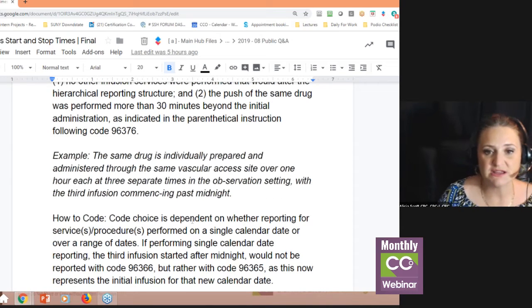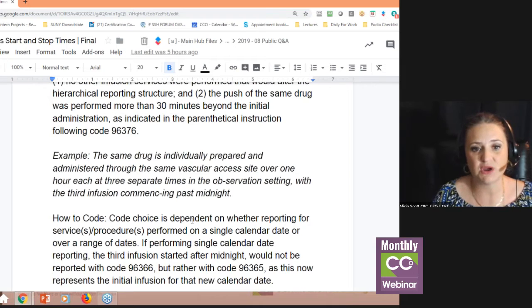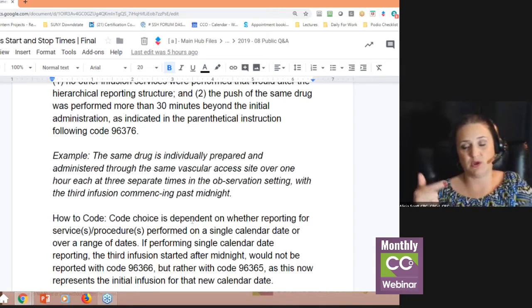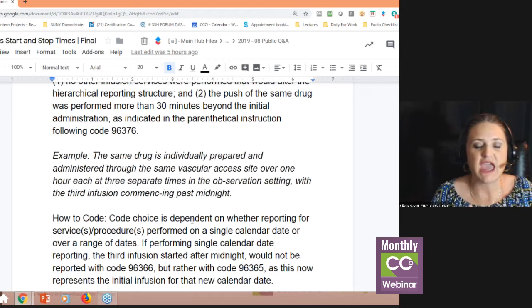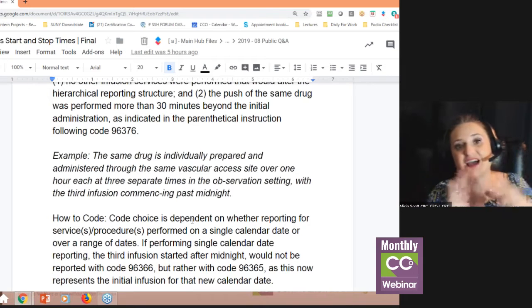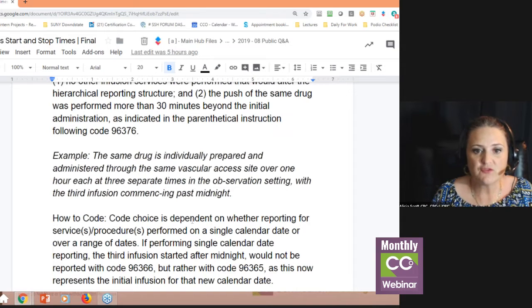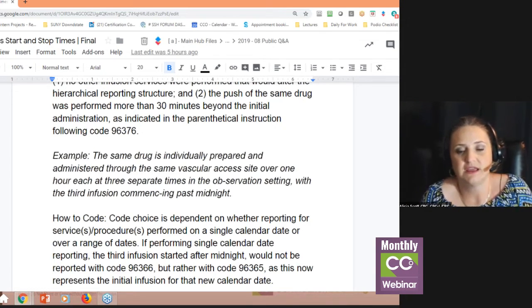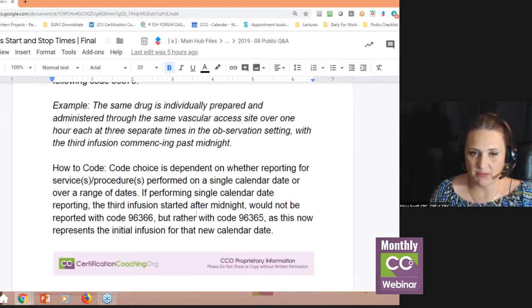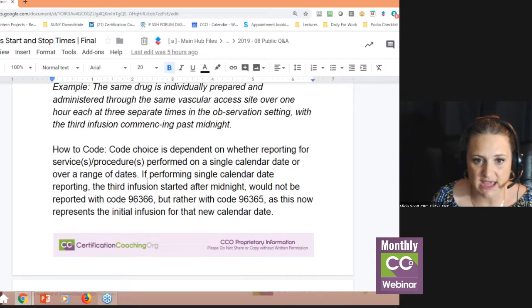If you have the same drug individually prepared, okay, so we're going to push the same drug, the same vascular access point, meaning the same IV, that's all that means, and over 1 hour each at 3 separate times, because that's kind of what this question above was saying. Hey, we did one in the ER and then we got them in observation, same IV, right? But we're giving them different drugs from the observation setting, with the third infusion commencing past midnight. So how do we code that? And this is the closest I could find to an example of what the person was asking.